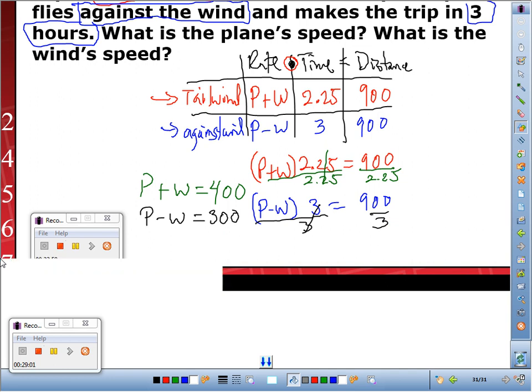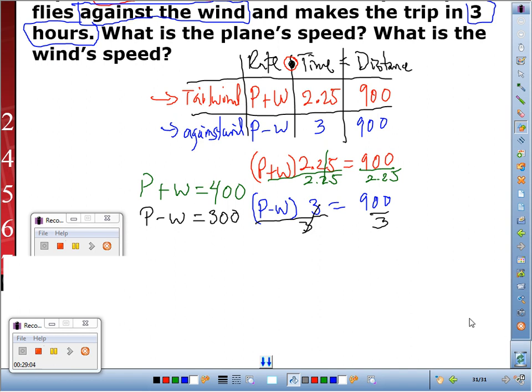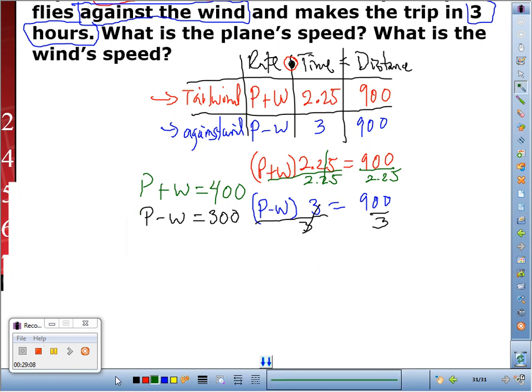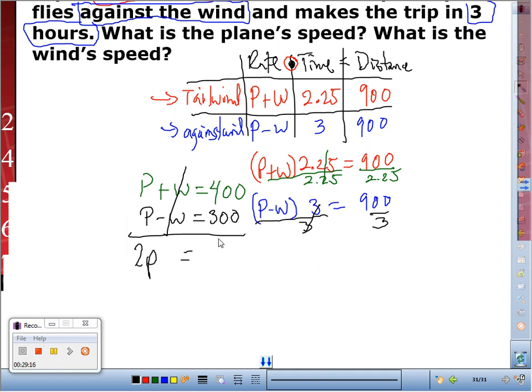Yeah, right? Now check this out. Let's eliminate a variable. Which one's going to eliminate? The W's. P plus P, that's 2P. 400 plus 300, that's 700. Divide by 2, divide by 2. So the plane speed is how much? 350 miles per hour.